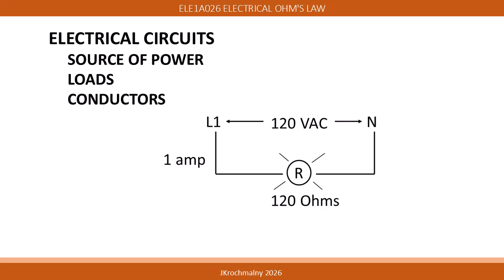The graphic shown is an example of an electrical circuit. Notice that there is 120 volts of electrical pressure difference presenting to a load, a red lamp having 120 ohms of resistance. Under this diagram, notice that 1 amp of electrical flow is flowing through the circuit and illuminating the lamp.